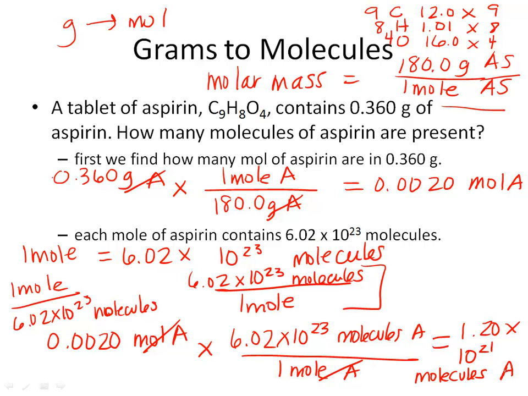So anytime you're asked to convert to molecules, you'll use Avogadro's number as a conversion factor. 6.02 times 10 to the 23rd molecules over 1 mole. That's your conversion factor. Okay? All right, so now hopefully you guys have an understanding of how to convert from grams to moles, moles to grams, and also from grams to molecules, or even moles to molecules.